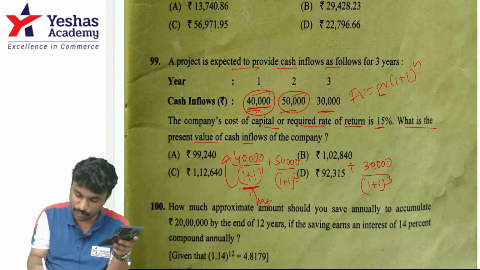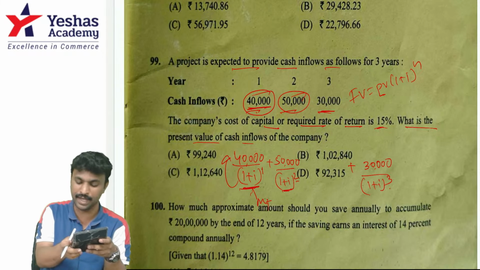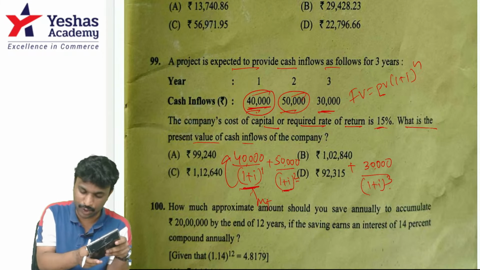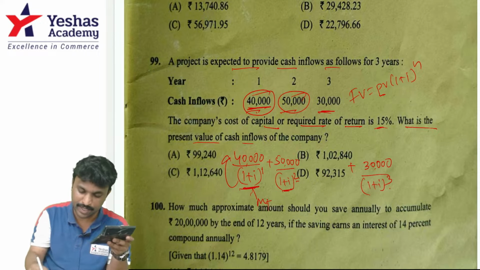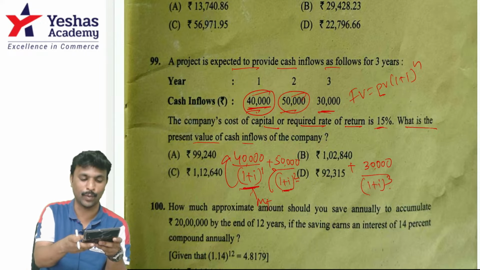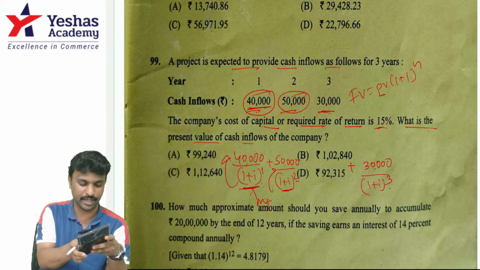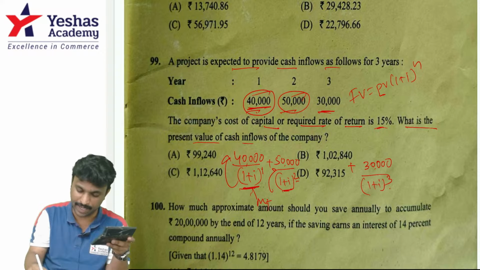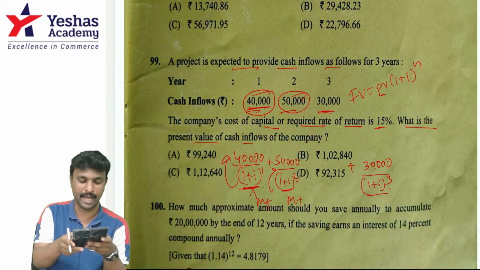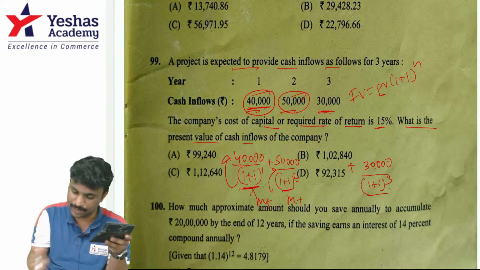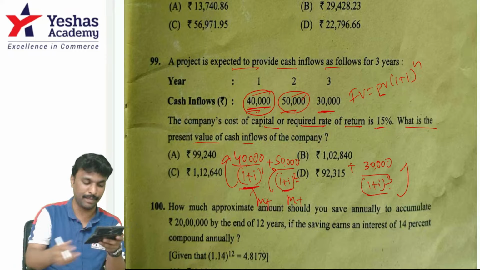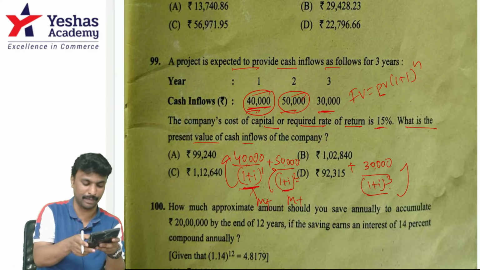Second payment, 1 plus I, 1 plus 15%. Raise the power to 2, that means press into, press equal to once. Now take it up, divide equal, into 50,000. M plus again. Then 1 plus I, 1 plus 15%, press into equal to twice because the power is 3. Take it up, divide equal, and then multiply 30,000, M plus, MRC.